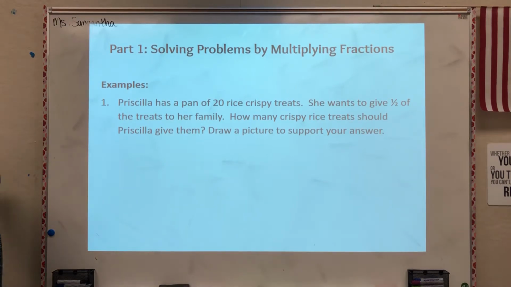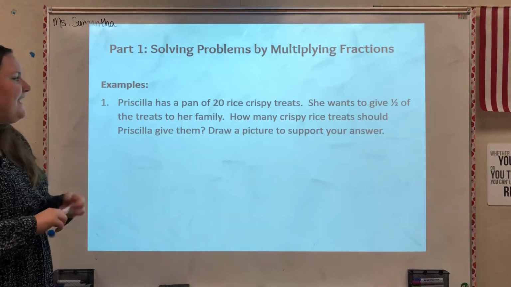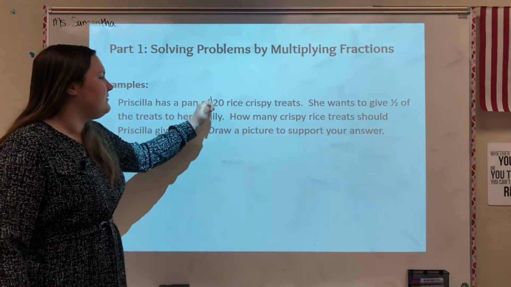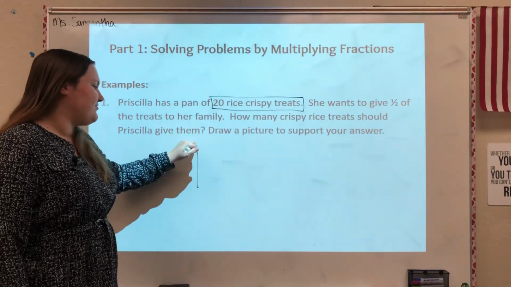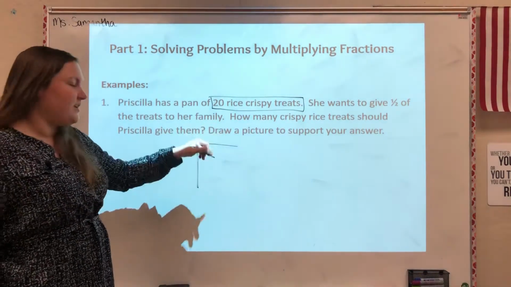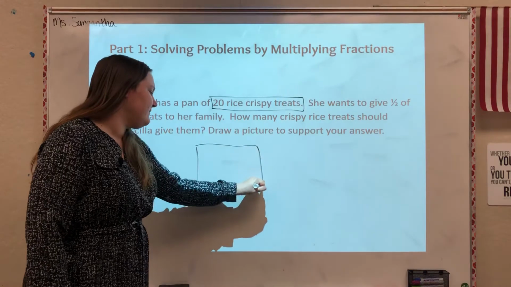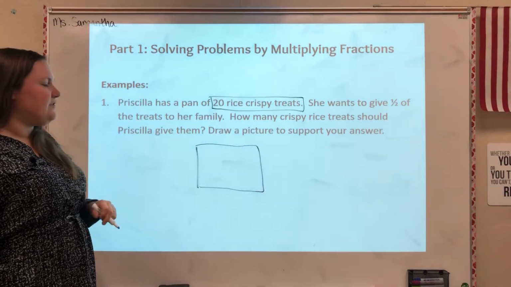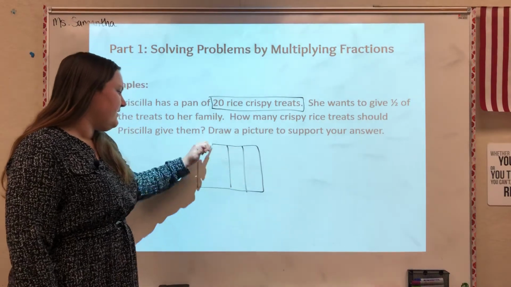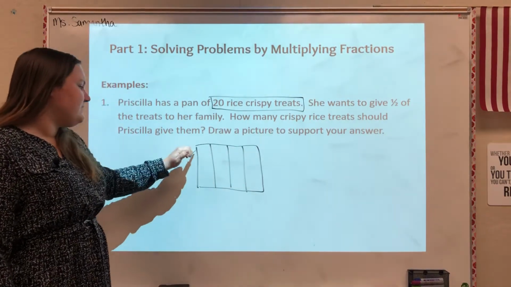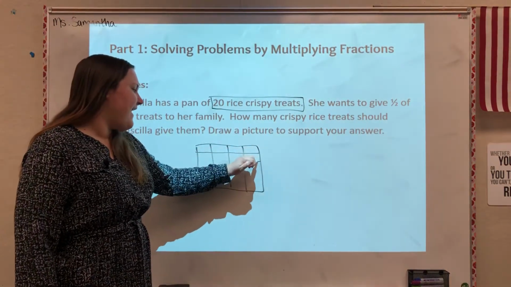So looking through this, we've got a pan of 20 Rice Krispie treats. So she's made, I'll go ahead and draw it, since they say draw a picture. She's got a pan and there's 20 treats in there. So maybe she's divided it up into 4 columns and 5 rows.